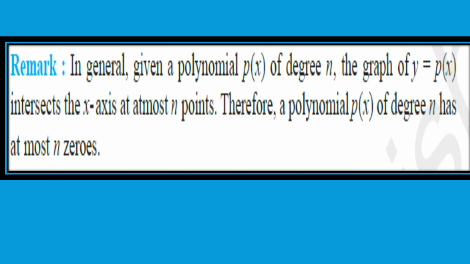Now, students, you also have to remember this: in general, given a polynomial p(x) of degree n, the graph of y equals p(x) intersects the x-axis at most n times. Therefore, a polynomial of degree n has at most n zeros, as we have discussed in the previous slides.